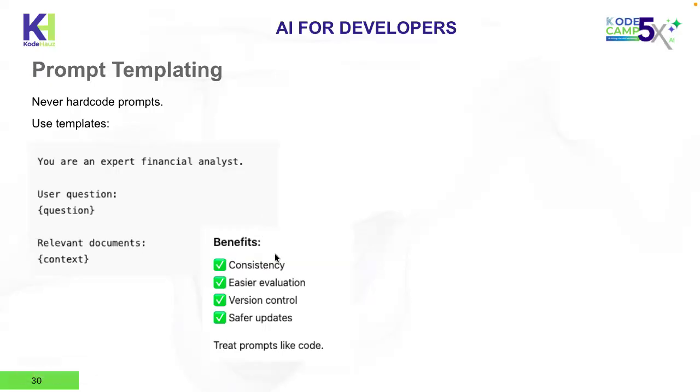So the benefits of this is consistency, easier to do evals because you can even use those prompts to do evals like we talked about. Version control. You can version control your prompt separate from your code, right? Sometimes you may need to update your prompt, but your code is okay. Sometimes you may need to update your code, but your prompt is okay. And you have safer updates. So treat your prompts as code.